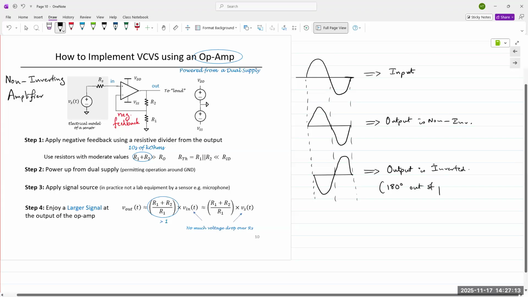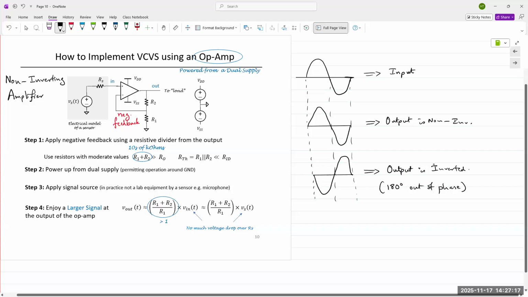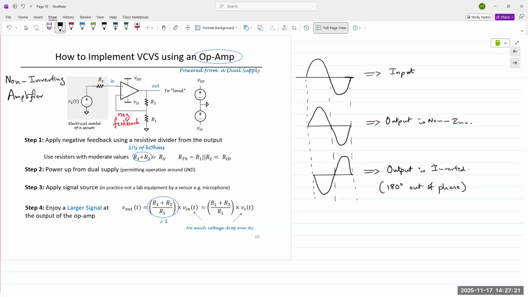This is something you will study when you do AC analysis in 215. In simple terms, in terms of voltage, being 180 degrees out of phase simply means every positive value is now negative and every negative value is now positive. So those are the two amplifier configurations using an op-amp.